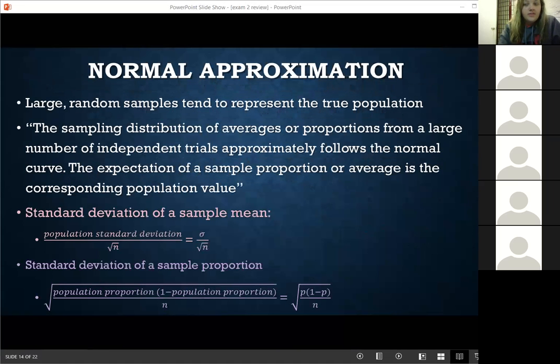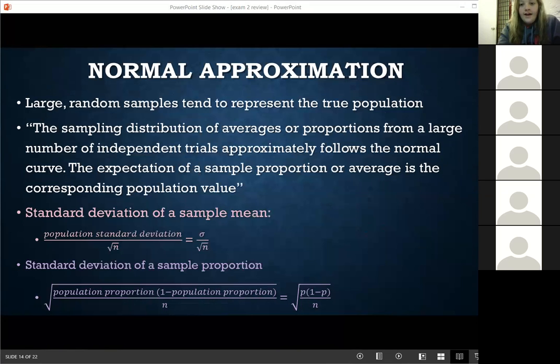Okay, normal approximation. This is a main thing in statistics that we talk about: if we have large random samples, they're going to be representative of the true population as long as the samples are large enough. In order to represent the population, we want them to be as close to the size of the population as possible. That's why we want a large sample size. And if they're random, that means we can take away bias, and you'll be able to have more representative samples of the true population.